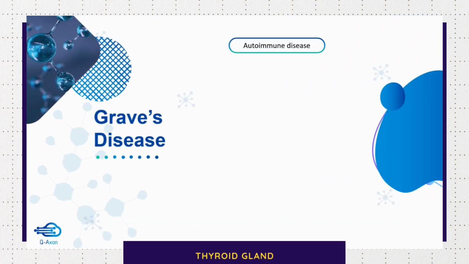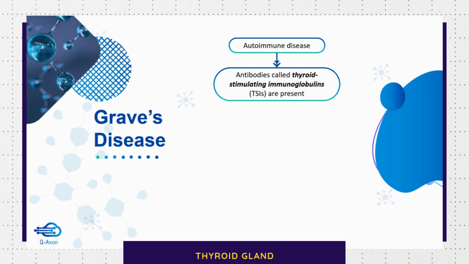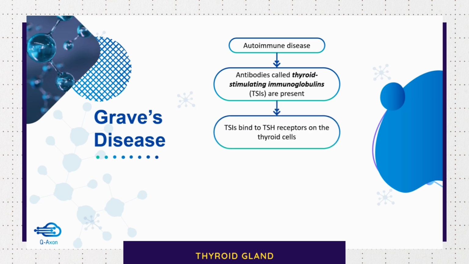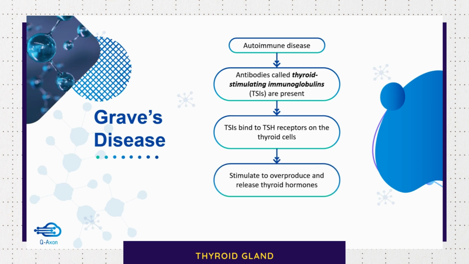What is Graves' disease? It is an autoimmune disease. We can find antibodies called thyroid stimulating immunoglobulins. So these thyroid stimulating immunoglobulins bind to thyroid stimulating hormone receptors on the thyroid cells. So when they bind to the receptors, they stimulate the thyroid gland to overproduce the hormone and release the hormone. And this results in hyperthyroidism.